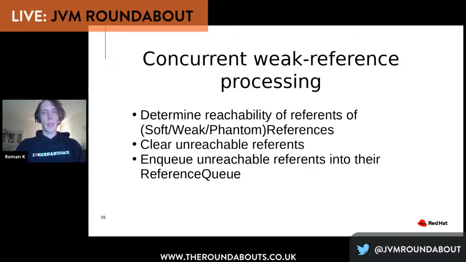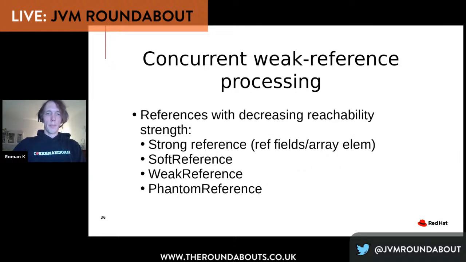You will probably see a null value instead. So weak reference processing from the point of view of the GC means: determine the reachability of the reference objects, clear the unreachable references, and then enqueue the unreachable reference objects into their reference queue, so that the application can process them for cleanup of native resources or something. We have several types of reference objects in the JVM. The ordinary one, which is implicit when you have a reference field or array elements, is a strong reference.